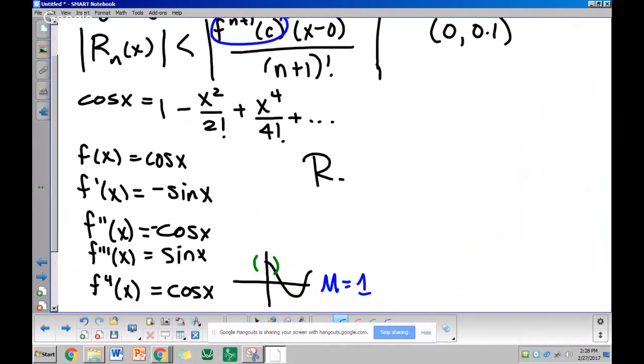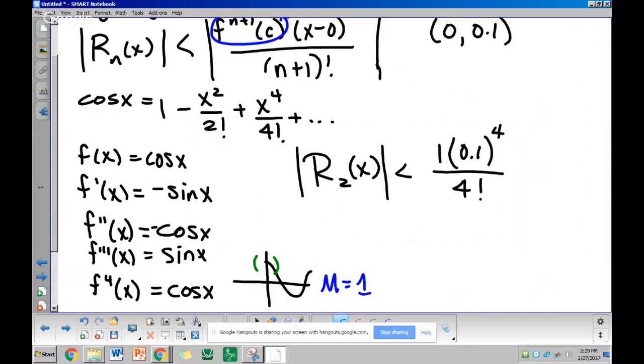And our second degree remainder error then is going to be less than 1, which is the max on the interval, and then I'm going to say times x, but what is x? Point 1, right? Times 0.1 to the fourth over 4 factorial. So somebody do that on the calculator. What do you get?